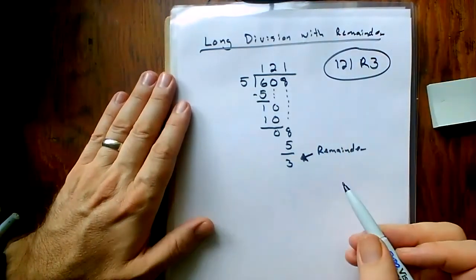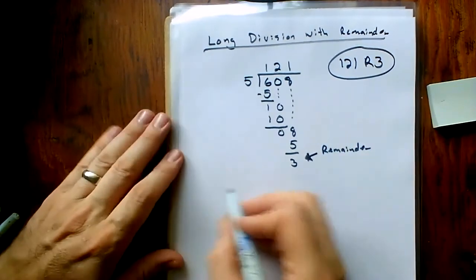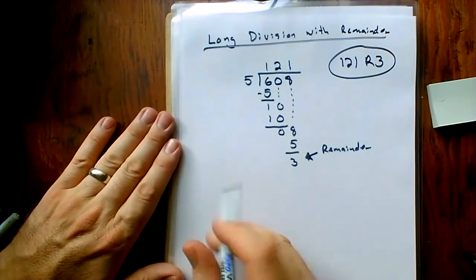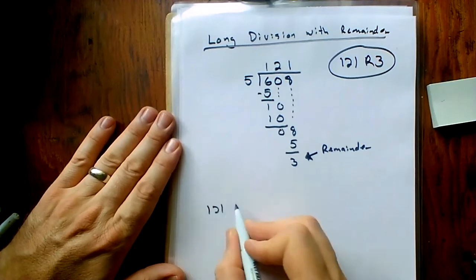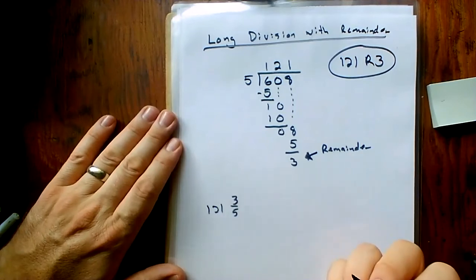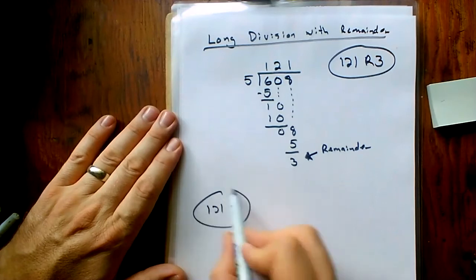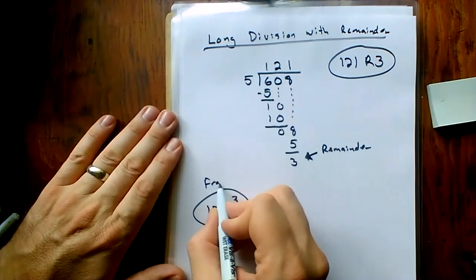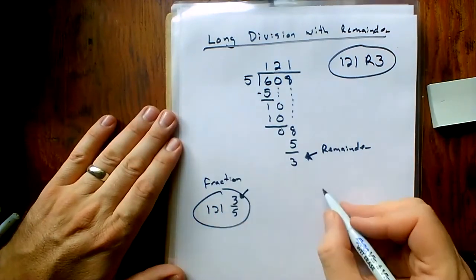Now, as we go on, we could do different things with these remainders. We could, in fact, make these into fractions, but not necessarily that we're going to do that yet. So this could turn into 121, and this 3 would become the numerator of a fraction, so 3/5. The denominator always stays the same. That would be my divisor. So that's as a fraction.